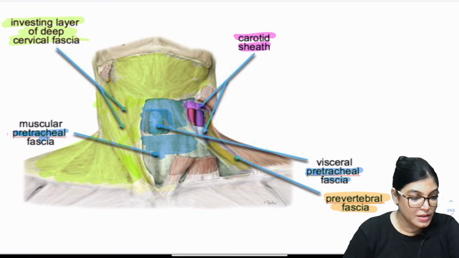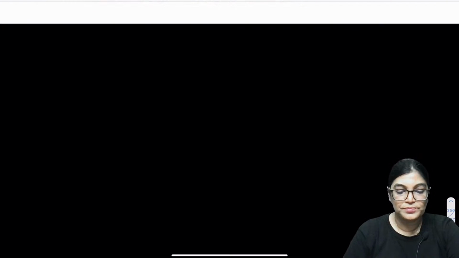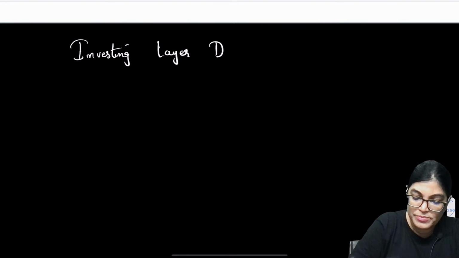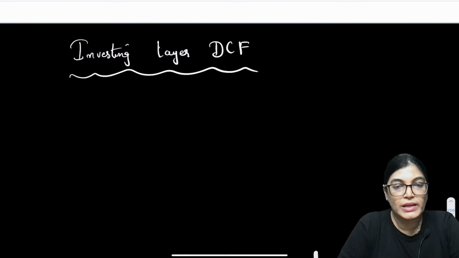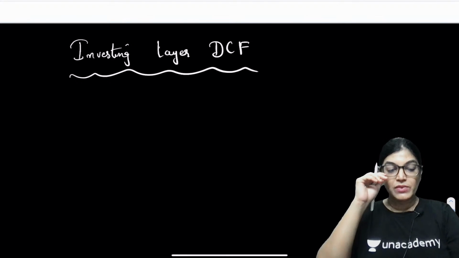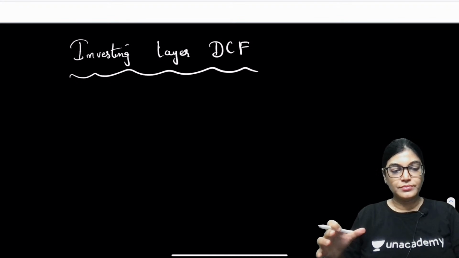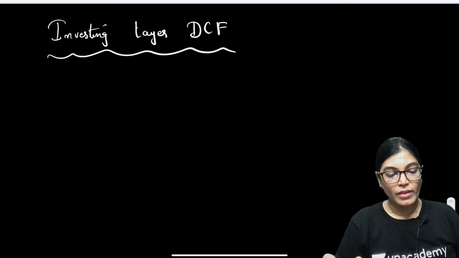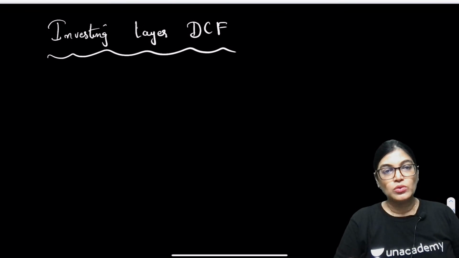Now let me tell you about the details of the investing layer. The first layer which we are going to study is the investing layer of deep cervical fascia. When we talk about the investing layer, the first thing which I want to tell you is the location. Where is this layer located?